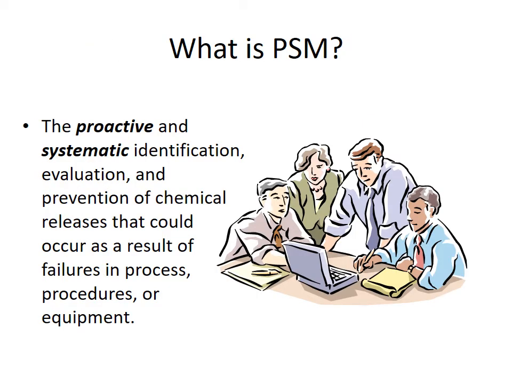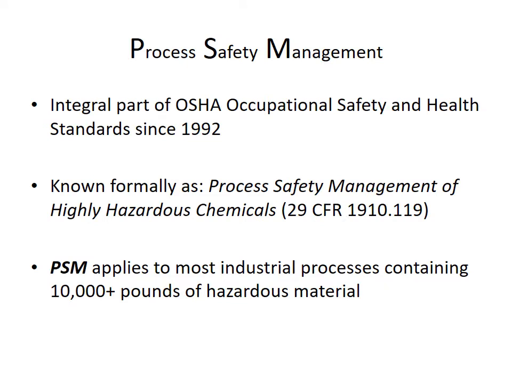So now we will see what is process safety management. It is the proactive and systematic identification, evaluation and prevention of chemical releases that could occur as a result of failure in process, procedure or equipment. Process safety management is an integral part of OSHA, the Occupational Safety and Health Standard, since 1992. It is known formally as Process Safety Management of Highly Hazardous Chemicals. PSM is applied to most industrial processes containing 10,000 plus pounds of hazardous material.